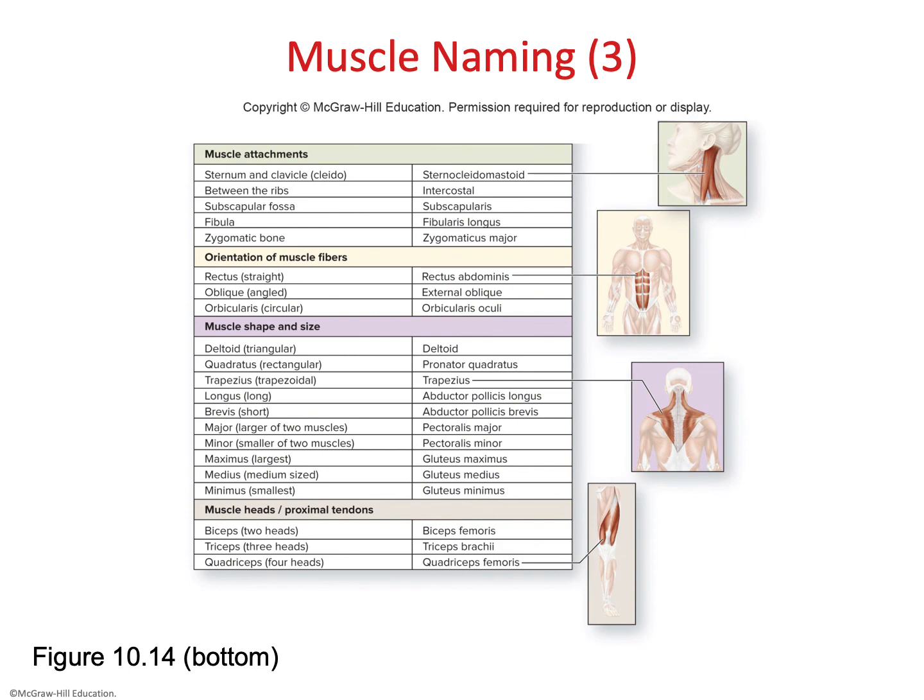They'll be named for where they're attached. So your sternocleidomastoid muscle is attached to your sternum and clavicle. Intercostal muscles are between the ribs. Fibularis longus muscle is attached to your fibula. For orientation of muscle fibers, they'll be oblique, rectus is straight, orbicularis is circular, and then muscle shape and size, you'll see deltoid there, means triangular. That's the muscle on top of your shoulder.